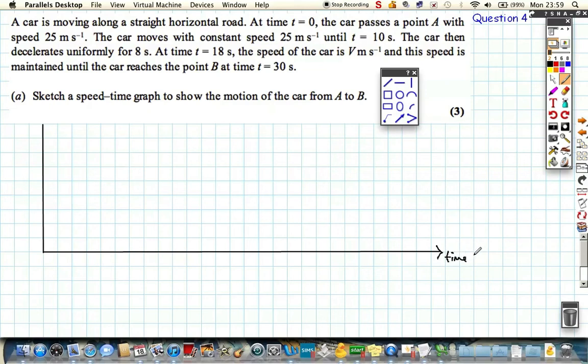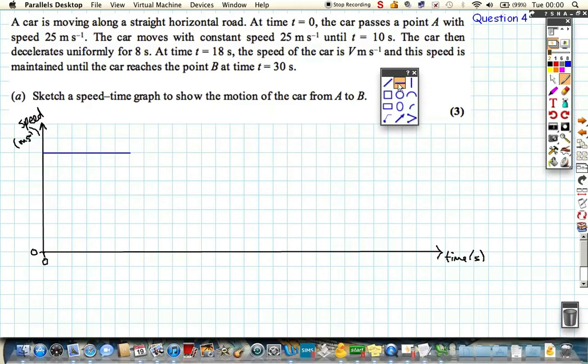So we've got time in seconds, important to label our units, and up here we've got speed in meters per second, ms minus 1. Now what are we told? The target is moving along a straight horizontal road. It passes A at 0, so it's labelled both 0 for speed and for time. And the car moves at a constant speed of 25 meters per second until 10. So it's going to be a straight constant speed, which means a straight horizontal line.